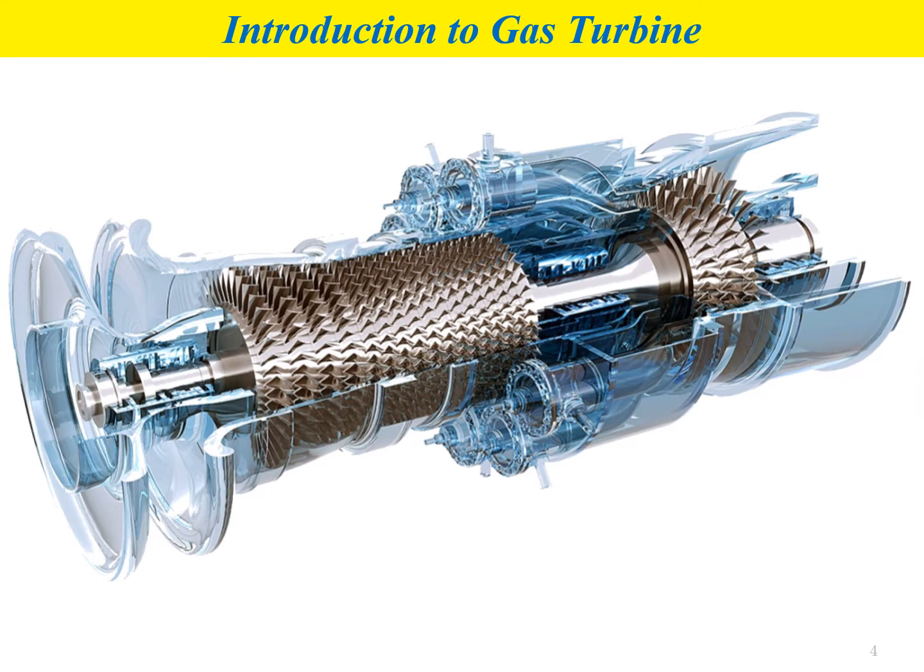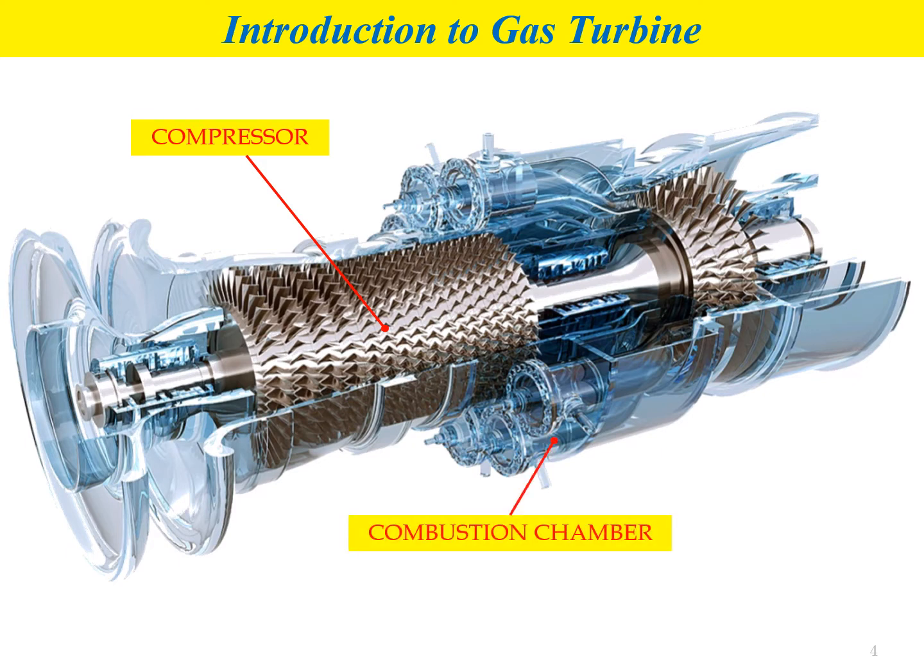Introduction to gas turbine. Before we go into the PV diagram and TS diagram of the gas turbine, first we look into the main components of the gas turbine. The first component is the compressor, then we have the combustion chamber, and the last one is the turbine. All three of these are the main components of the gas turbine.